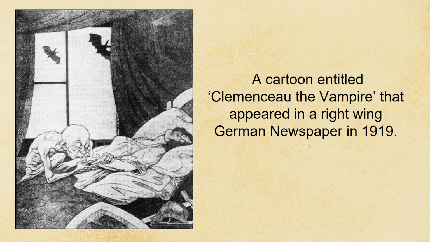So next up, what we're going to do is look at a how useful question, like we have been doing. Remember, we've been building our skills on this how useful question. And we're going to look at this cartoon. This is a cartoon entitled Clemenceau the Vampire that appeared in a right-wing German newspaper in 1919.